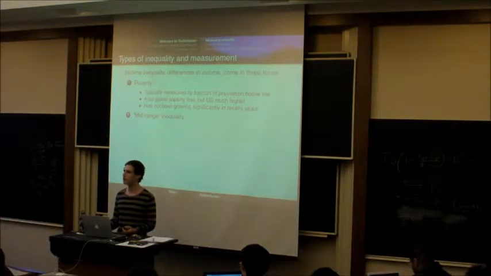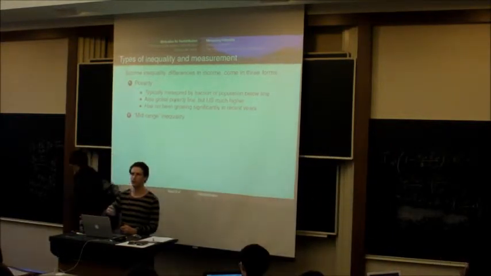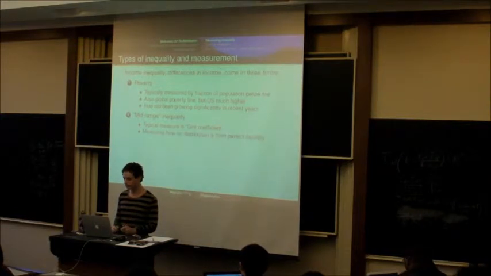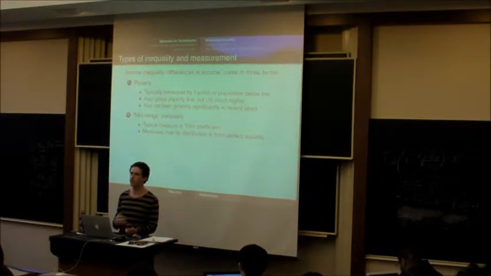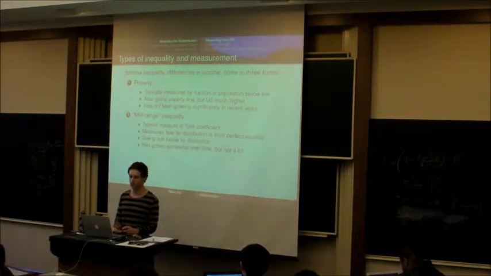A second type of inequality is often called mid-range inequality. This is the difference between people who are upper middle class and lower middle class. And this is typically measured by the Gini Coefficient. And I'll show you exactly what the Gini Coefficient is in a minute. And this has grown somewhat over time in the United States, but not dramatically.